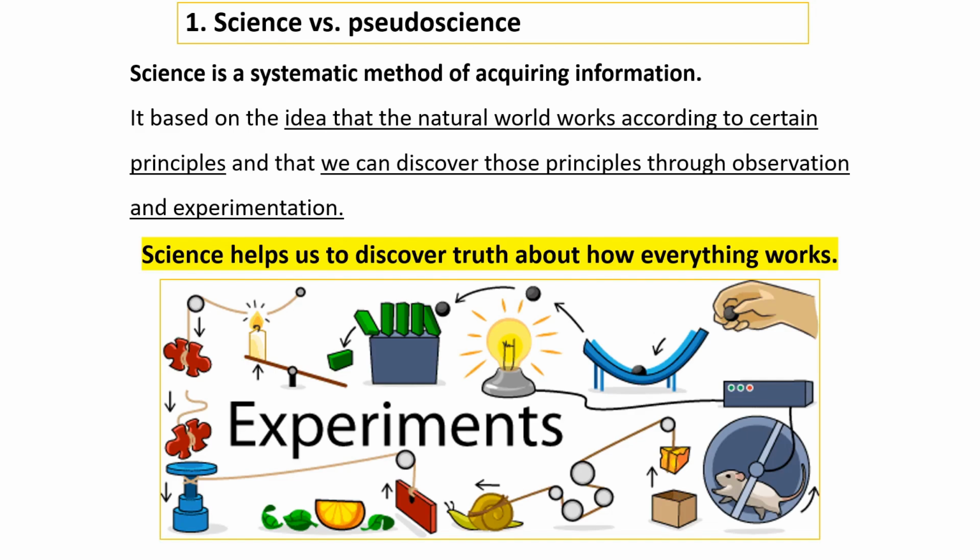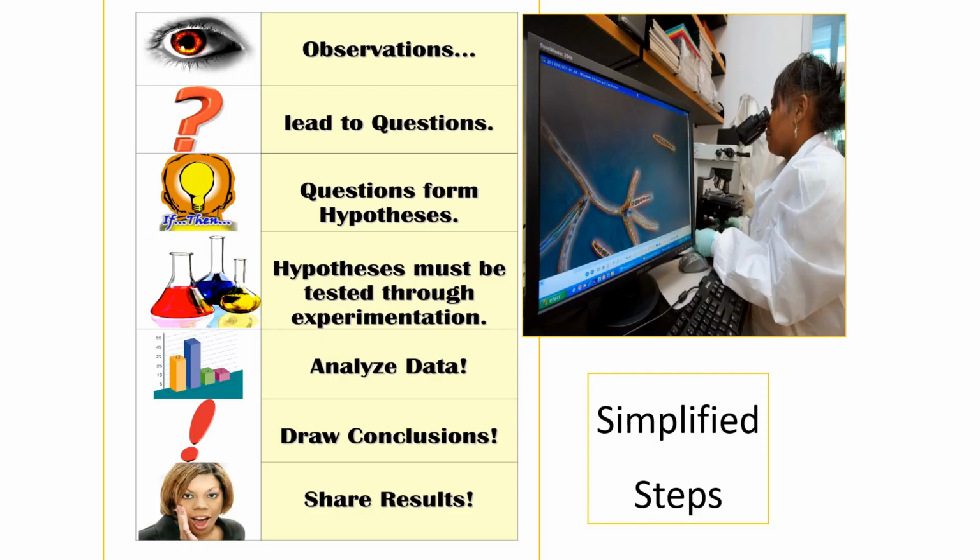Science is a systematic method of acquiring information, and it's based on the idea that the natural world around us works according to certain principles, and that we can discover those principles through observations and experimentation. Overall, science helps us to discover the truth about how everything works.